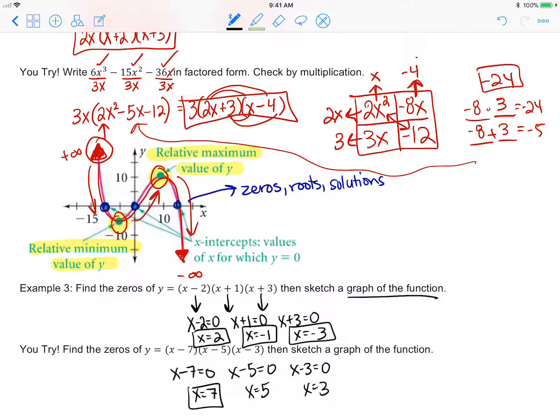Isn't that easy? I always liked these problems. I thought they were very easy when I was in school.